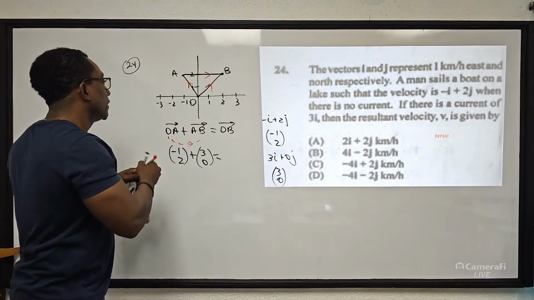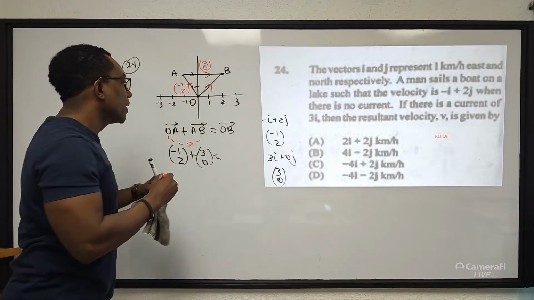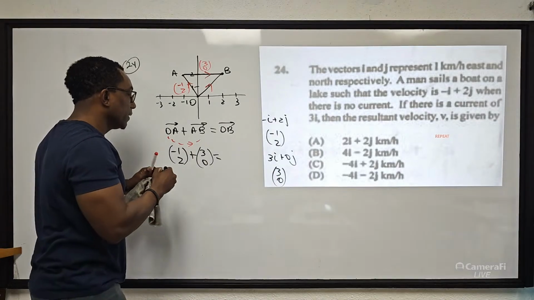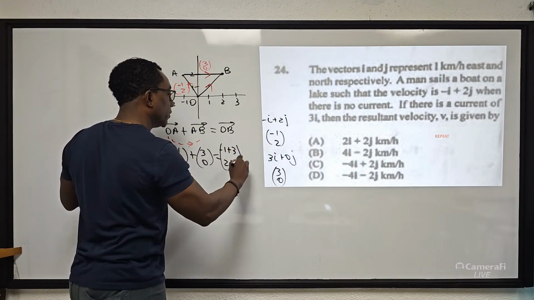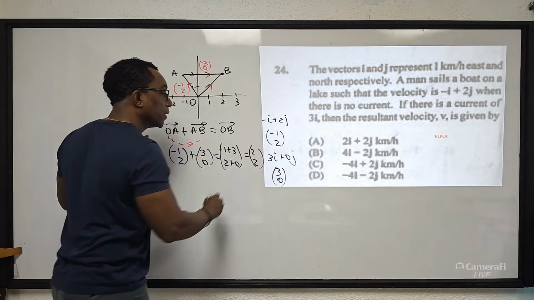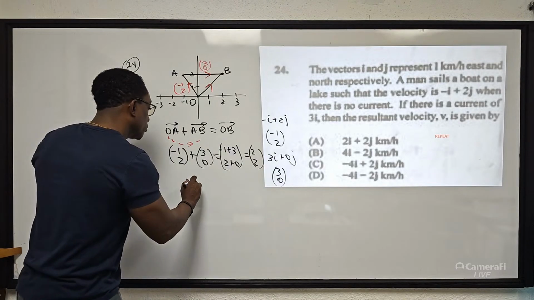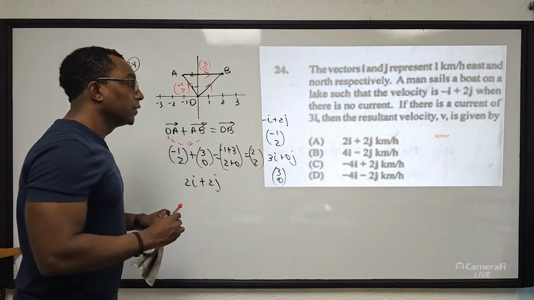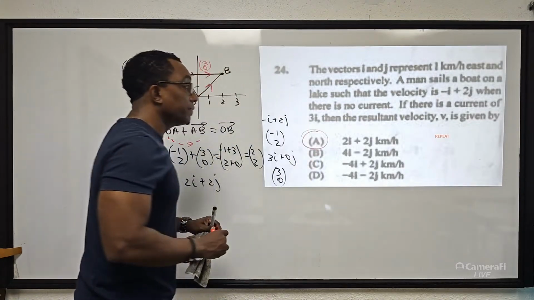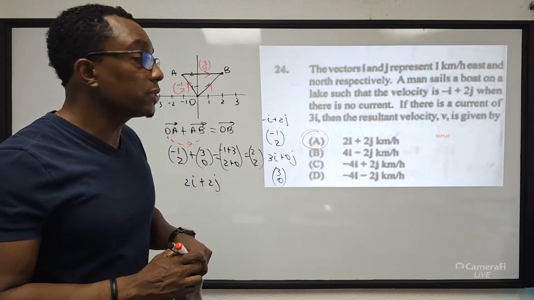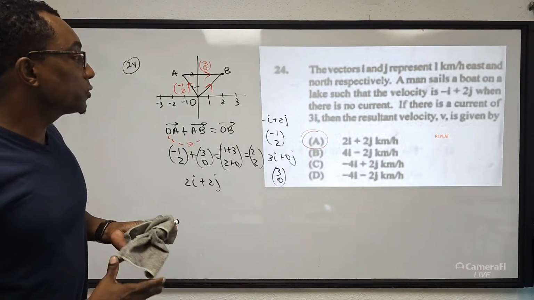So we put here negative 1, 2 and this is 3, 0. Let's work it out. We're going to get negative 1 plus 3, 2 plus 0. We're going to get 2, 2, which you can now write back in terms of i and j. So this becomes 2i plus 2j, whose answer is A. So if you see this in an exam, it's 2i plus 2j, right? Okay, so let's move on to question 25.